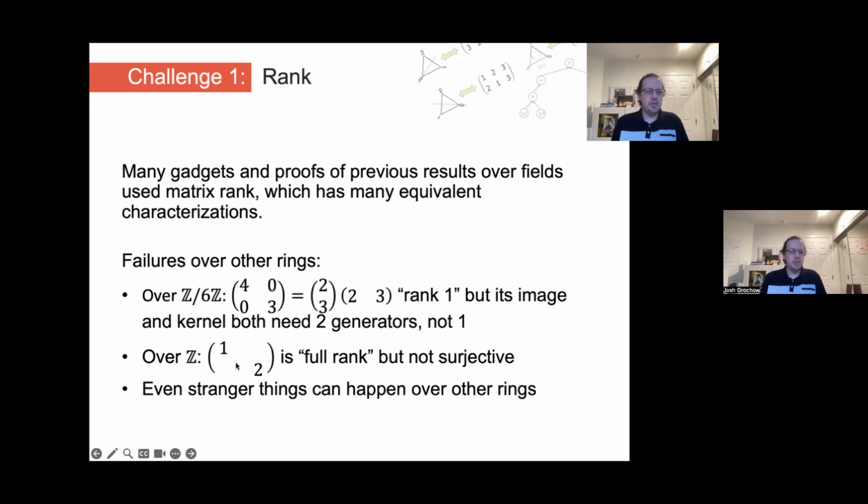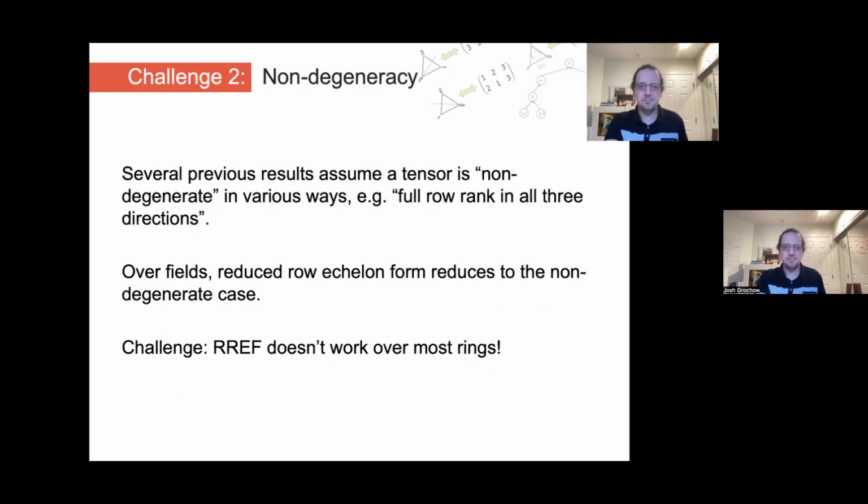As another example, over the integers, if I take the diagonal matrix 1, 2, this looks like it's full rank. And indeed, this one is injective, but it's no longer surjective, right? In the second coordinate in the image, you can only get even numbers. And over other rings, even over other commutative rings, even stranger things than this can happen. Okay, so this is one of the first challenges, is a lot of results over fields use rank, and rank kind of breaks down over other rings.